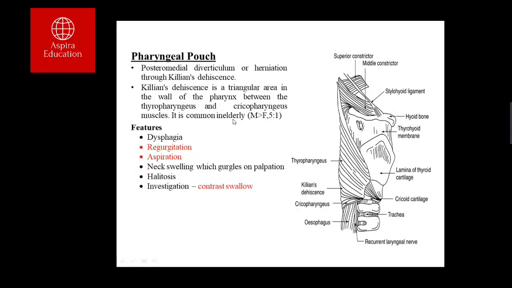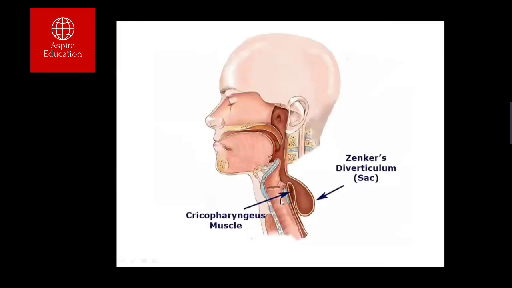Investigation of choice could be contrast swallow. We take an oral contrast and ask them to swallow. You'll see the contrast getting into the pouch. An upper GI endoscopy should be done with caution because when you insert an endoscope, it may enter the pharyngeal pouch, and when you try to further maneuver through the pouch, you may cause rupture of the esophagus. So this is the cricopharyngeal muscle, and this is the Zenker's diverticulum. You ask the patient to take an oral contrast, and the contrast will enter into the pouch rather than going into the esophagus. A few of the contrast may go into the esophagus, but some will remain in the pharyngeal pouch. That's how we can diagnose on the barium studies.